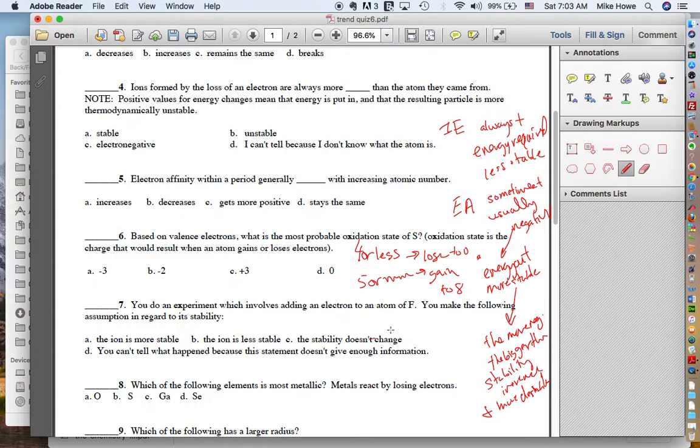Question 7 deals with adding an electron. I kind of addressed that through here, so you might want to review that section. Remember that fluorine does not have a full outer shell.